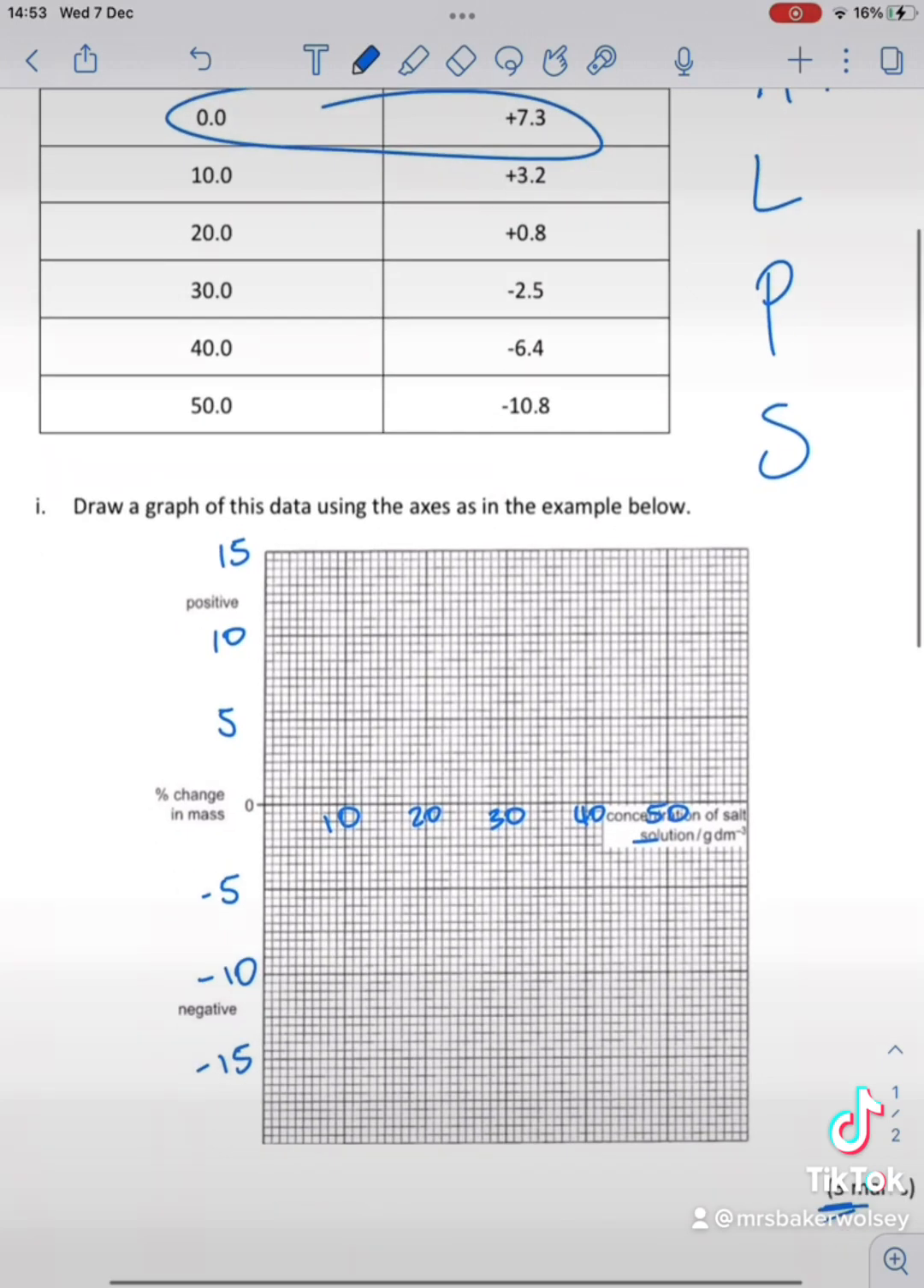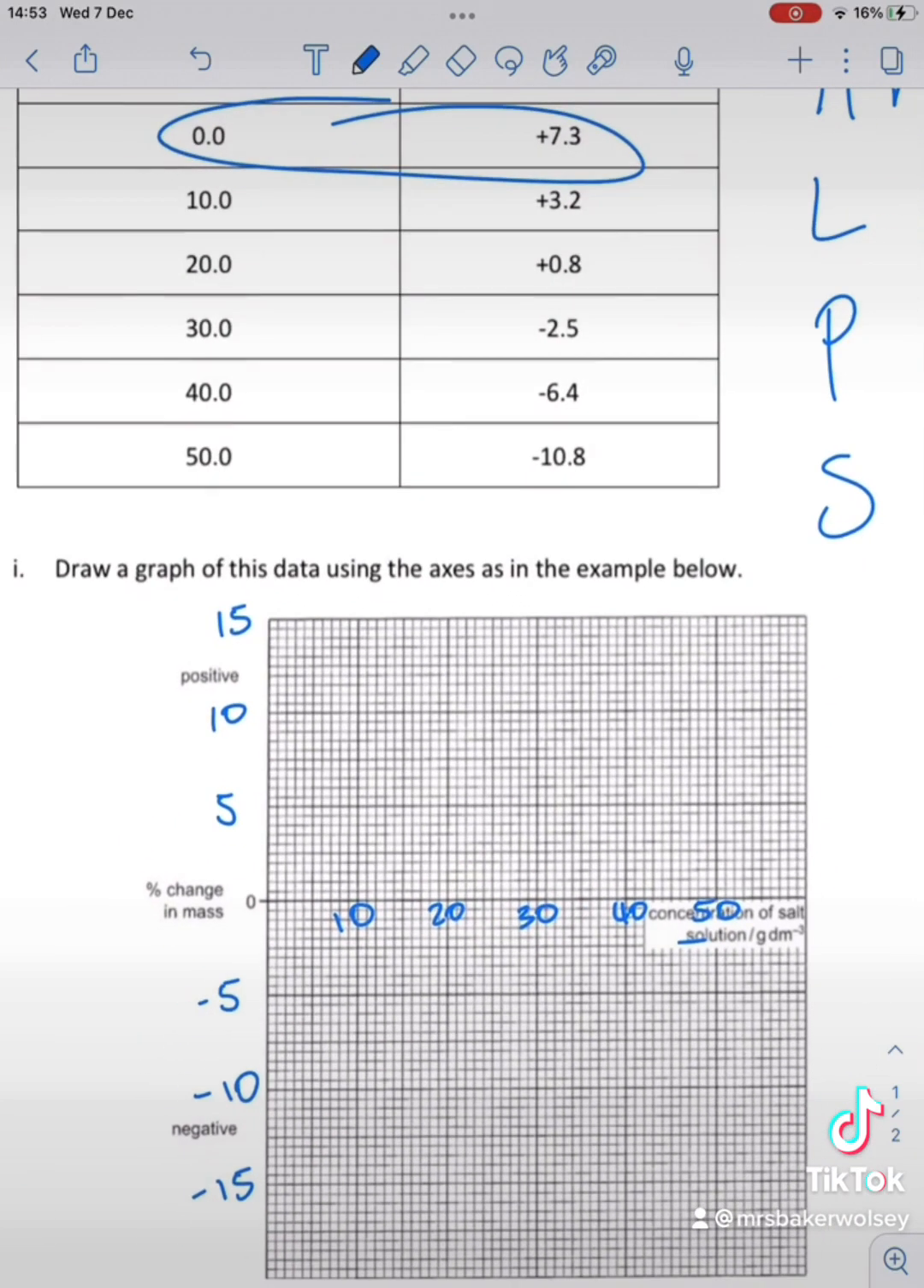At 0 gram per dm cubed, the egg has gained 7.3%. Each large square is worth 5%. It's split into 10 tiny squares, so therefore each tiny square is worth 0.5%, or 0.5. So if we go up to 5 and count up to 7.5, we should mark between the 7.0 and the 7.5 point. We can't get more precise than that on this graph, and that's okay.